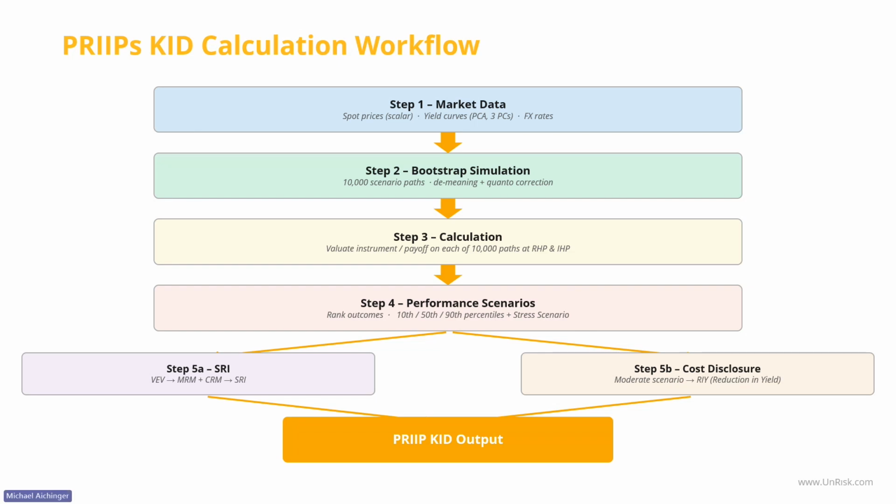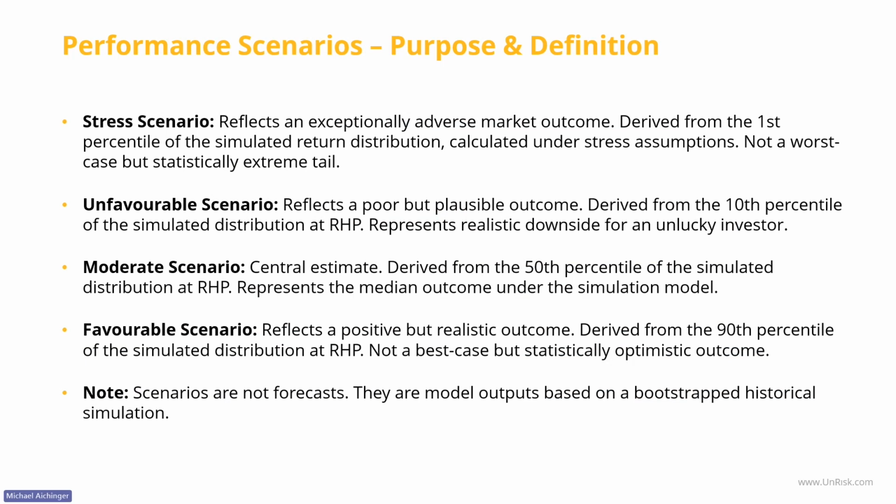All in all, there are around 20 key ratios you have to calculate, and then they are put into a PRIIP KID output. The hardest part is normally to calculate the market risk measure via the distribution and the scenarios via the distribution. There are three different scenarios plus the stress scenario.